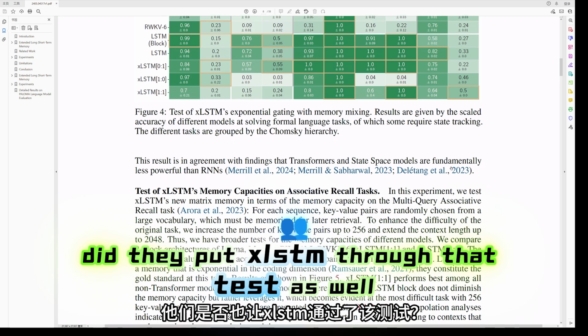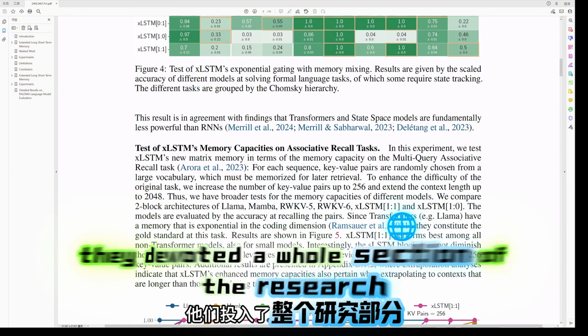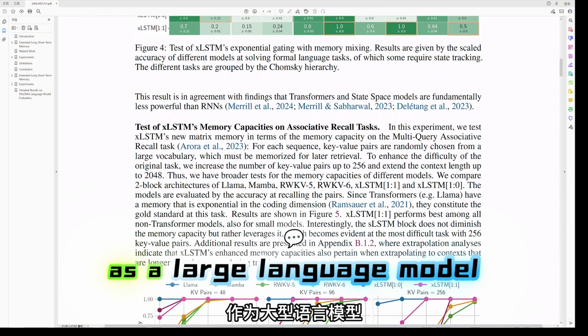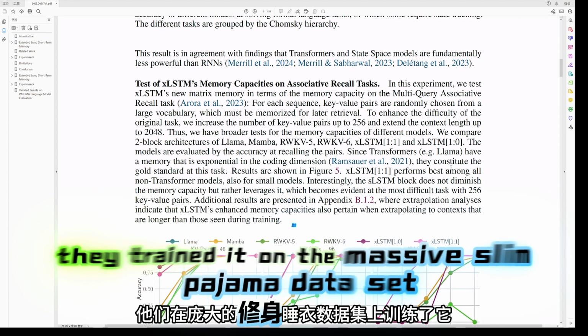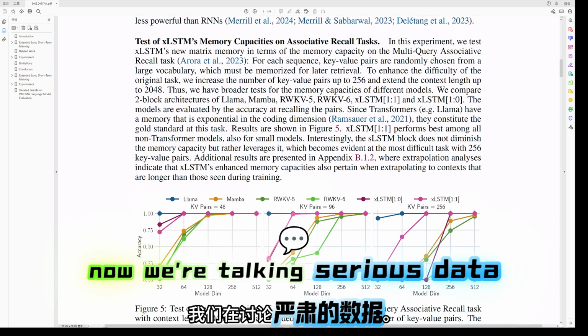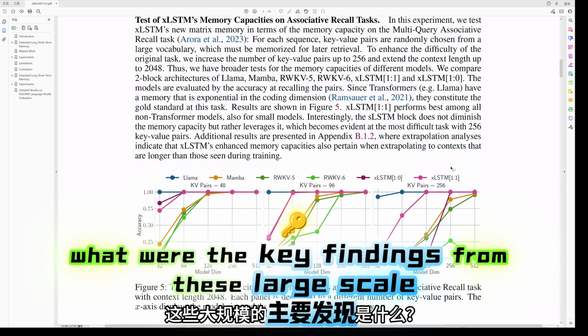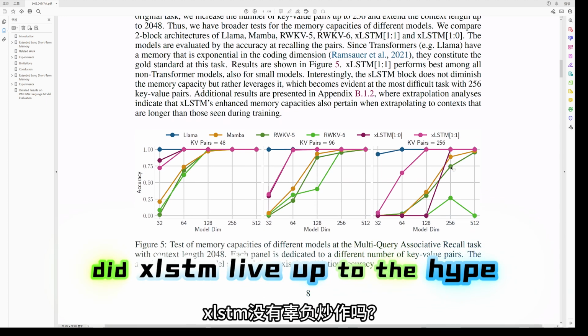Yep. Did they put xLSTM through that test as well? Absolutely. They devoted a whole section of the research to evaluating xLSTM as a large language model. They trained it on the massive Slimpajama dataset, which has a whopping 300 billion tokens. Now, we're talking serious data. What were the key findings from these large-scale language modeling experiments? Did xLSTM live up to the hype?